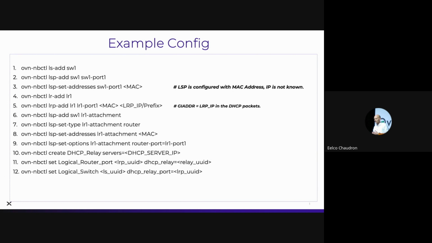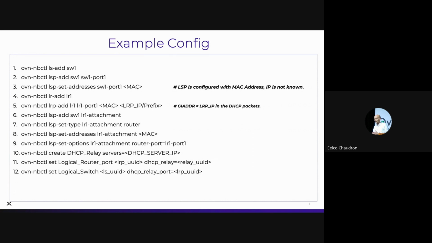Command number 4 is creating a logical router, and in command number 5, we are creating a logical router port and assigning an IP address and MAC address to it. The logical router port IP is used to update the GI address field in the DHCP packets. Command numbers 6 to 9 are used to attach the logical switch and logical router. Commands number 10 to 12 are what really enable the feature.